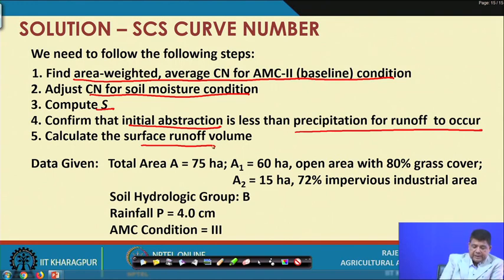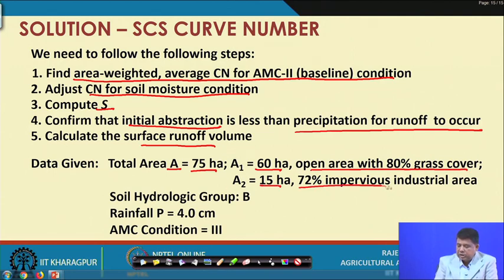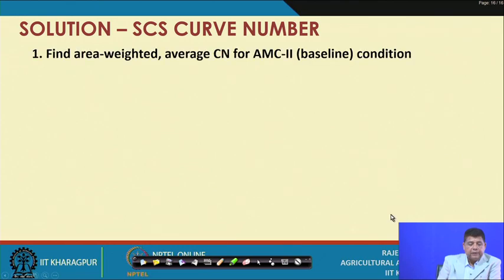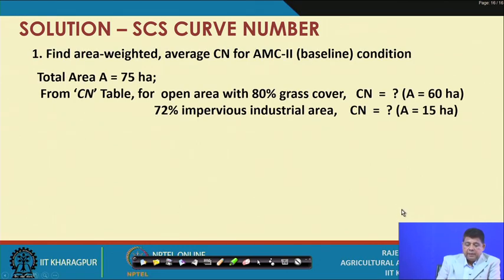So, here the data given are: the total area is 75 hectares, which has two components, A1 and A2. A1 is 60 hectares open area with 80% grass cover, A2 is 15 hectares with 72% impervious industrial area. Soil hydrologic group is B, rainfall is 4 centimeters and AMC condition is 3. So, first thing will be to calculate the average curve number for AMC 2 baseline conditions.